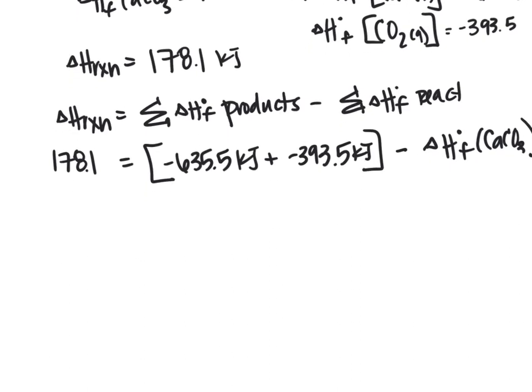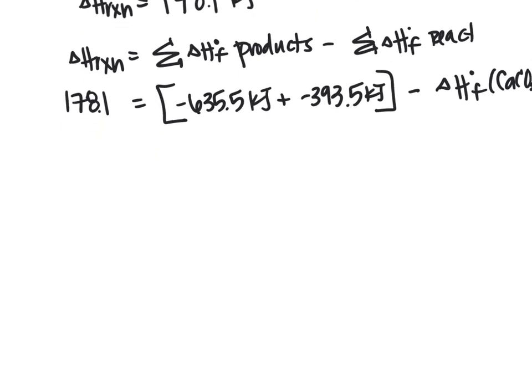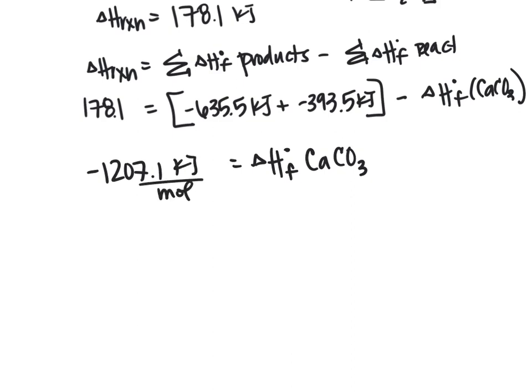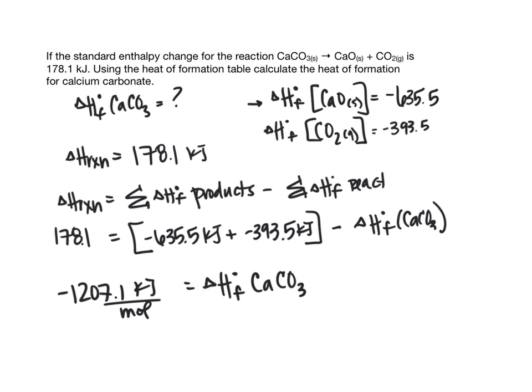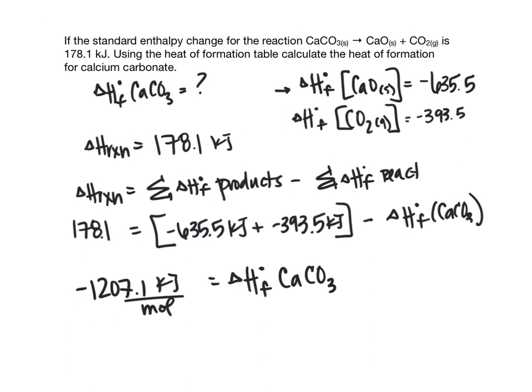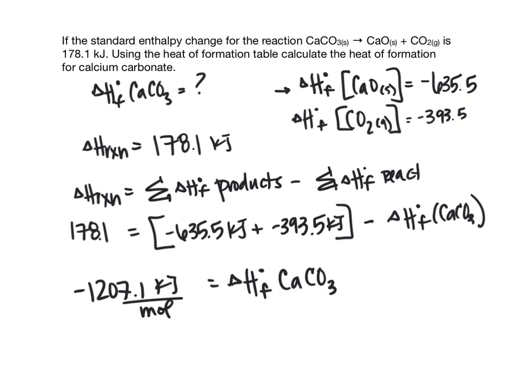So then we want to solve for delta H naught F of calcium carbonate. It is going to equal negative 1207.1 kilojoules per mole. So it's really important to make sure that you keep track of your negative signs when you work this problem out. My guess is many of you ended up with a positive value if you attempted this. So make sure that you follow them when you either multiply or divide by negative numbers. So the heat of formation is another way that we can calculate the delta H of a reaction.